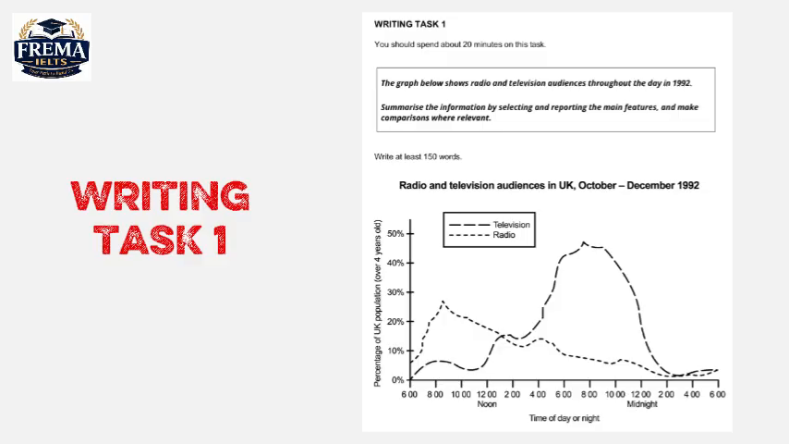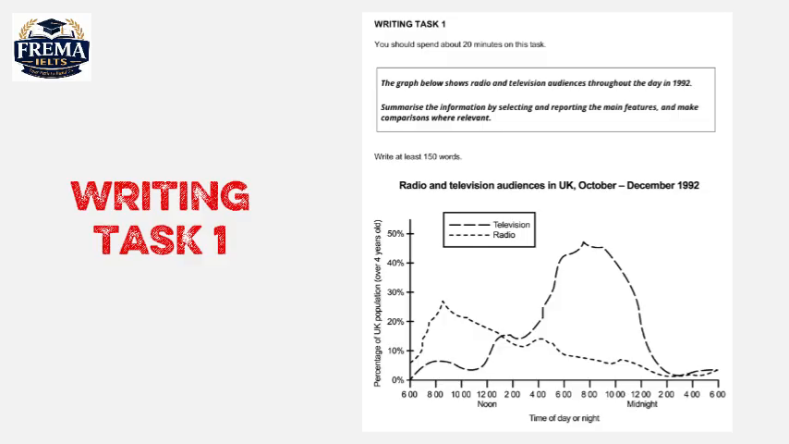To achieve a high band score, you need to focus on several key points. First, clearly describe the main features instead of mentioning every single number. Second, make clear comparisons between the two trends. Third, use varied vocabulary and accurate grammar to explain the data. Finally, organize your ideas logically so that your report is easy to follow.